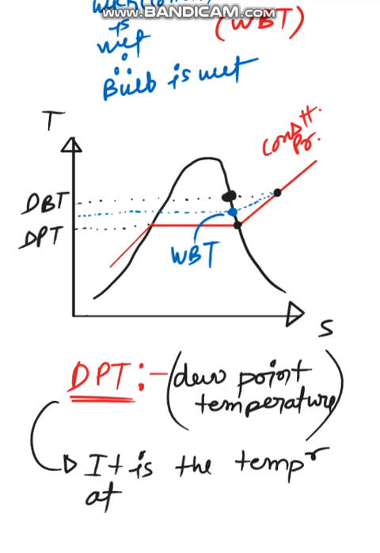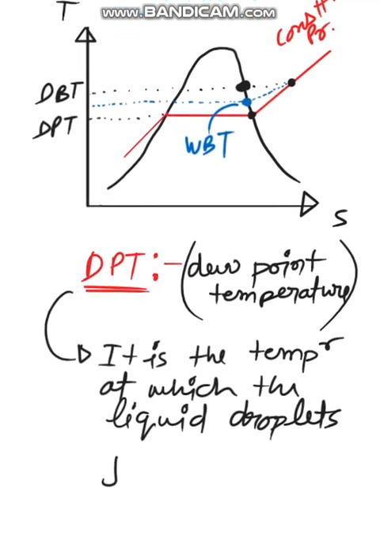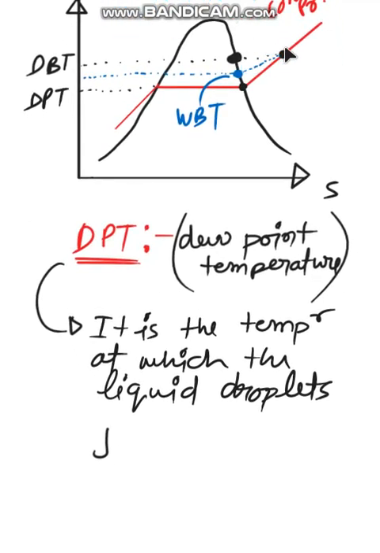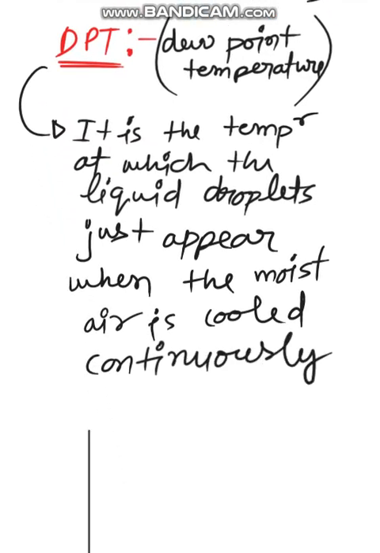Dew point temperature is the temperature at which the liquid droplets appear. When you cool, this is the saturated vapor line. After that point, the vapor becomes condensed, and here is the liquid plus vapor state. So here dew is formed, and this temperature is known as dew point temperature, when the moist air is cooled at constant pressure.